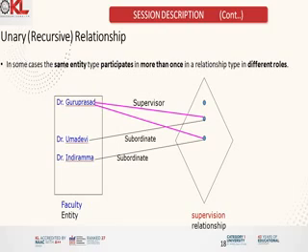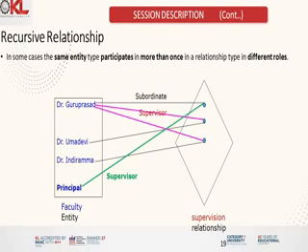And this one is a unary recursive relationship. In some cases, the same entity may have more than one relationship based upon different roles. Here there is a faculty, and the next one is supervisors. One faculty may supervise one student, or one faculty may supervise more than one student also.